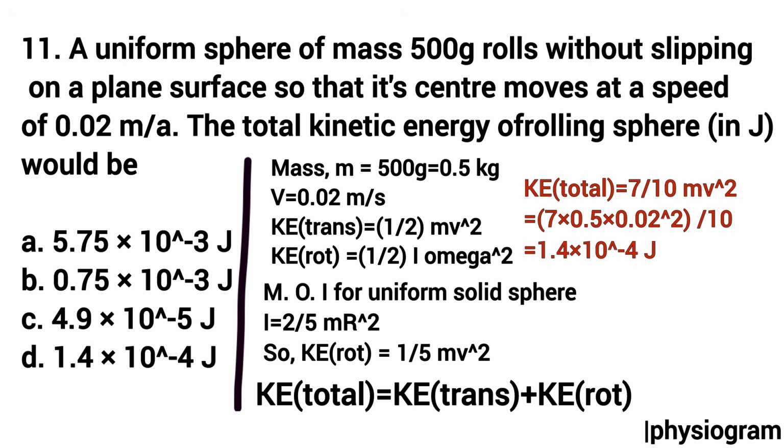Now calculate the total kinetic energy, that is K total equals K trans plus K rotational. So it is equal to half mv square plus 1 by 5 mv square. So we'll get here 7 by 10 mv square. Now substitute the values, that is K total equals 7 by 10 into 0.5 into 0.02 whole square.